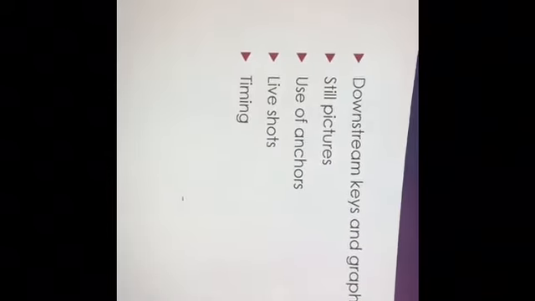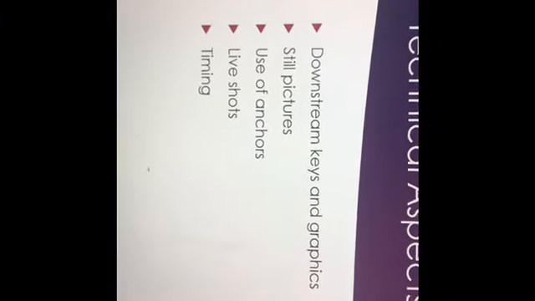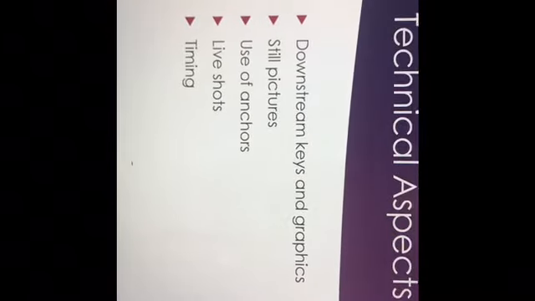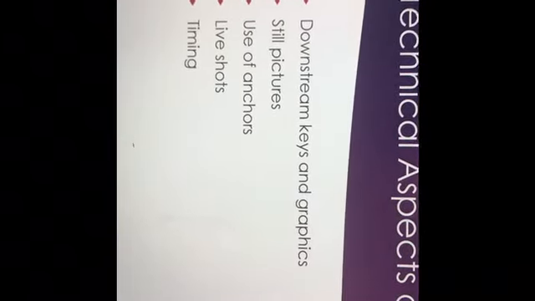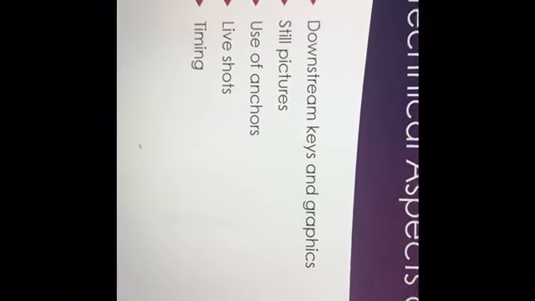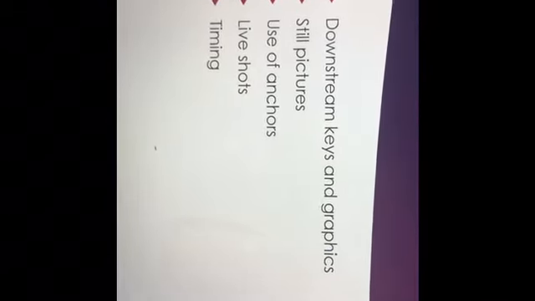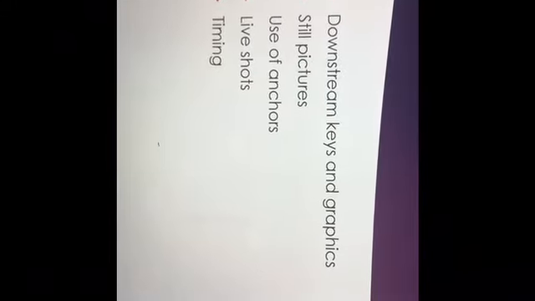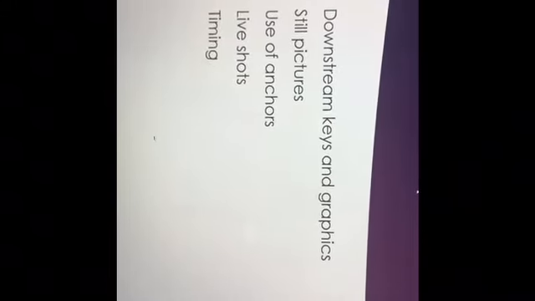The 5 technical aspects of producing discussed in class. Okay, so you won't have to know all of these. I probably know a couple of them. And again, if you know extra ones, that's great for bonus points. So the 5 technical aspects of producing are downstream keys and graphics. Downstream keys is also shortened as DSK. Still pictures, the use of anchors, live shots, and timing.